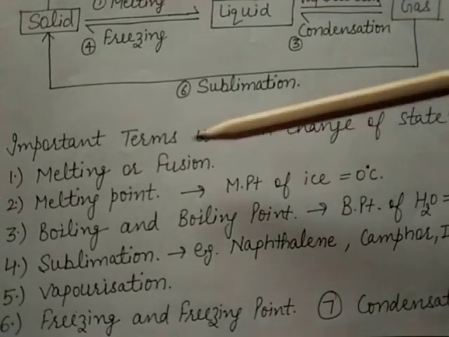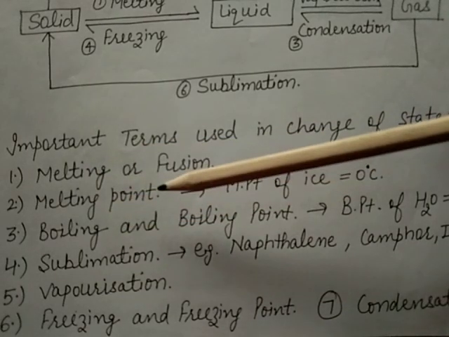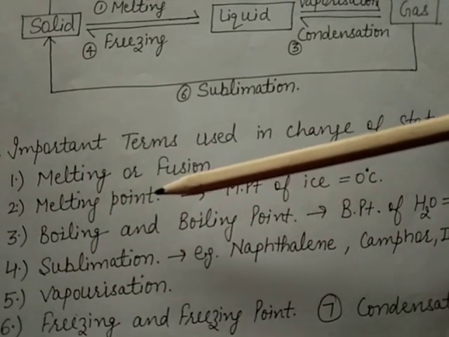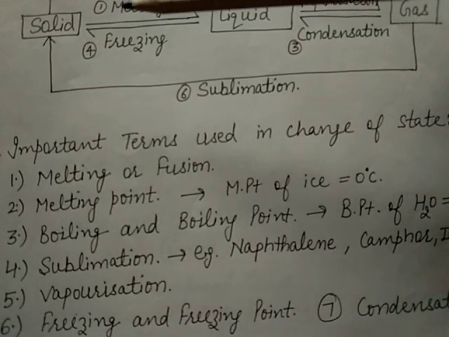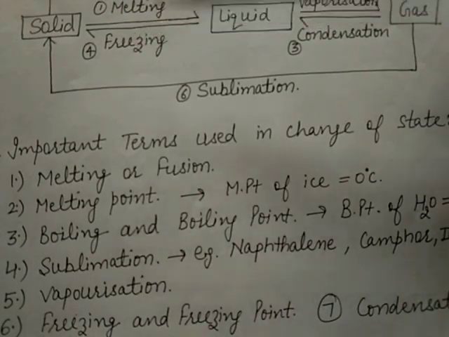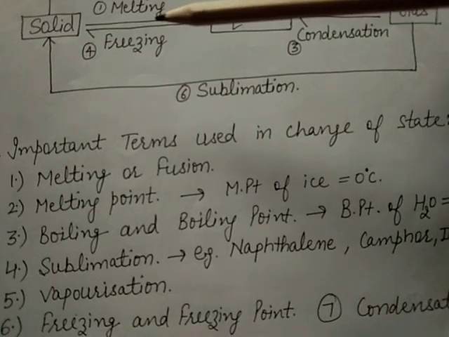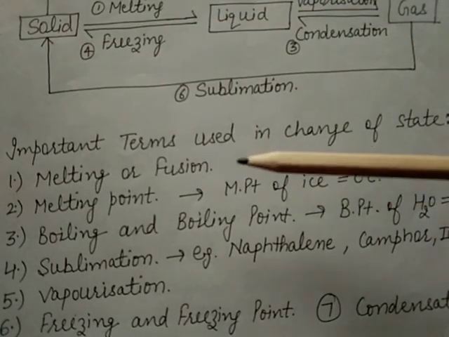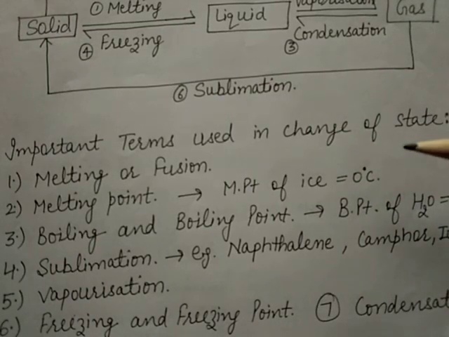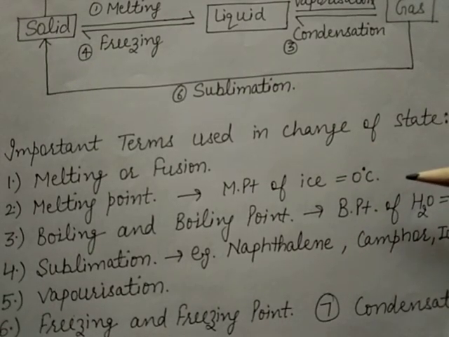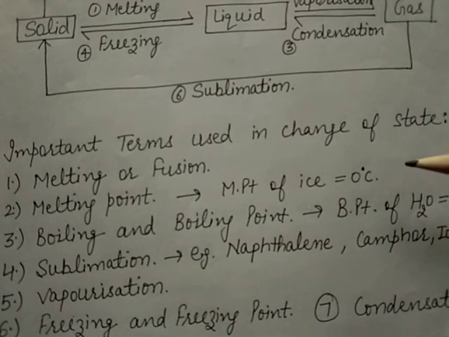Now what do you mean by melting point? Melting point means a definite temperature at which the solid starts melting. This is called melting point. The melting point of ice is 0 degree Celsius, or you can say 273 Kelvin.